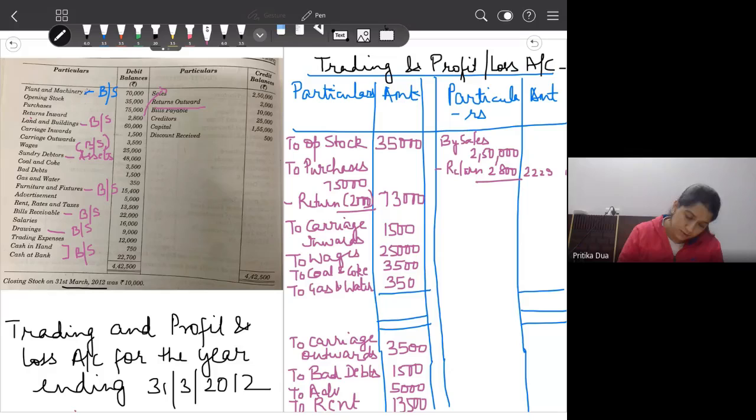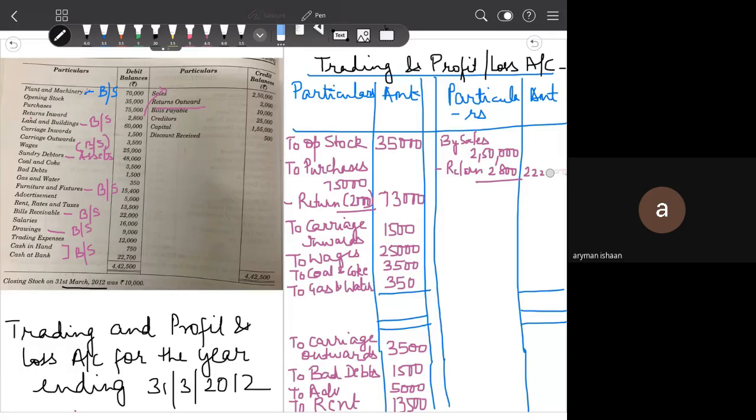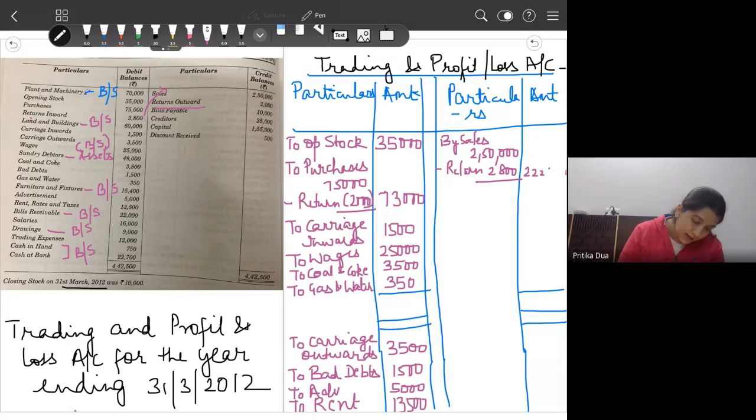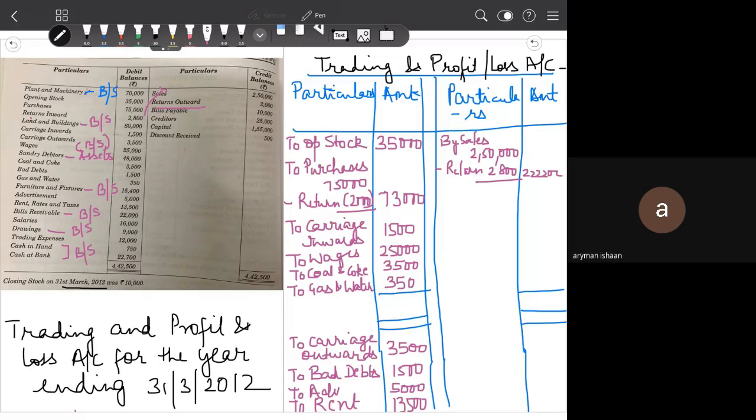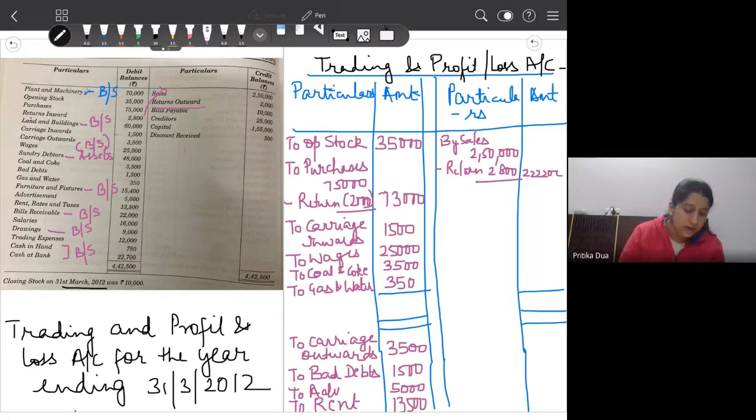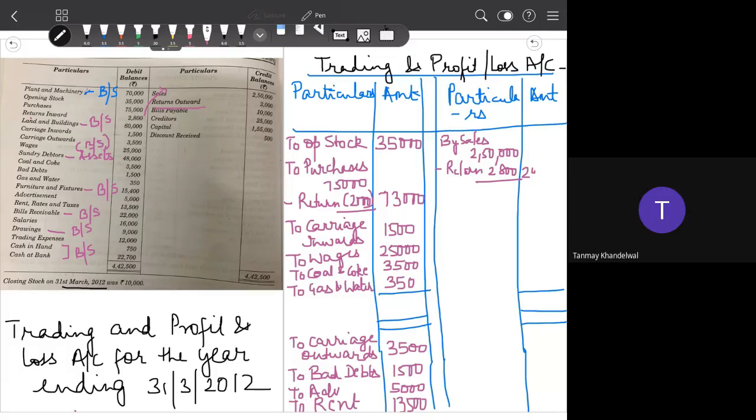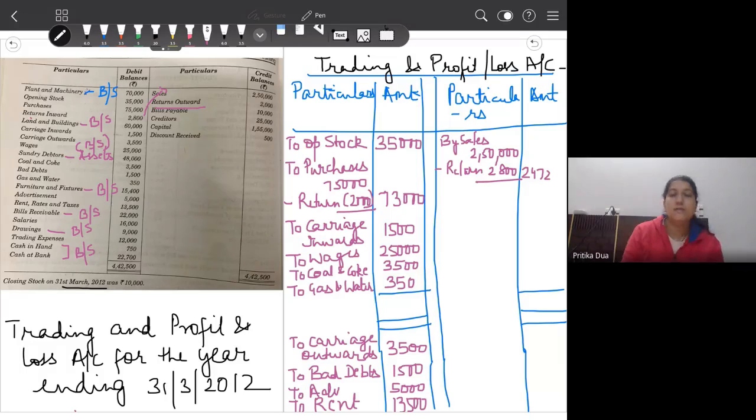Ma'am, it will be triple is it times 2800? हाँ जी बेटा. Ma'am, it is 2800 or 28,000? 2,800 है बेटा. तो ये हो जाएगी 2,22,200. Yes, Ma'am, 2,48,200. 2,48,000. Sorry. Okay. Wait. 2,47,200. Ma'am, 2,47,000. 7,200. Yes. This is the correct value. 2,47,200 will be the net amount of sales.